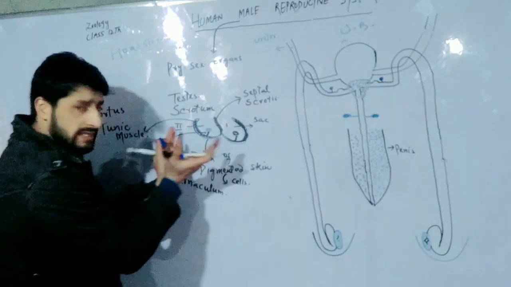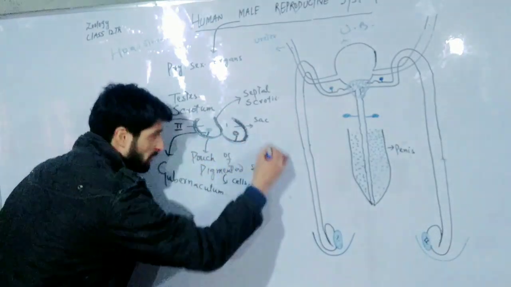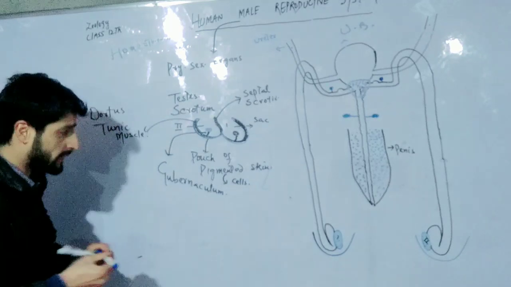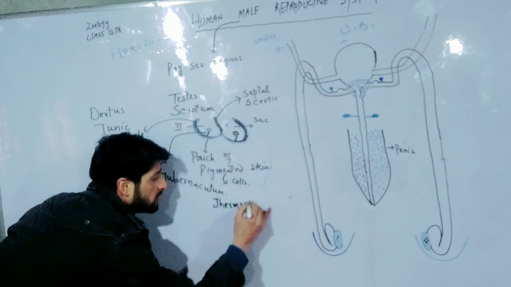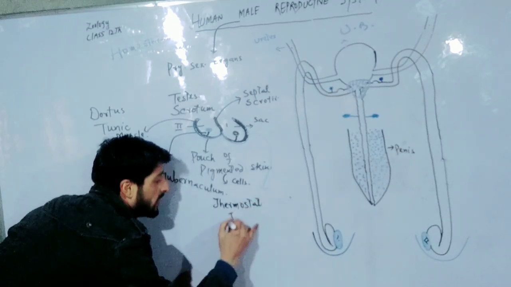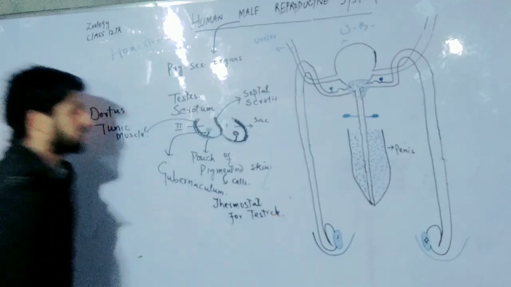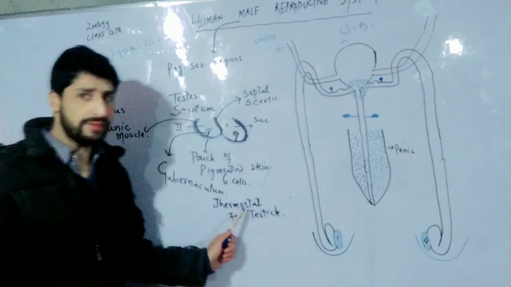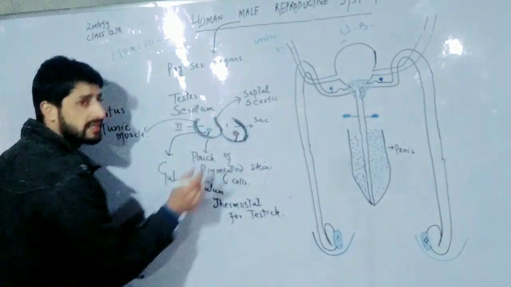Simultaneously, there is a structure known as scrotum. It is this scrotum that acts as thermostat for testicles. When I say thermostat, I mean temperature regulator, temperature controller for testicles.